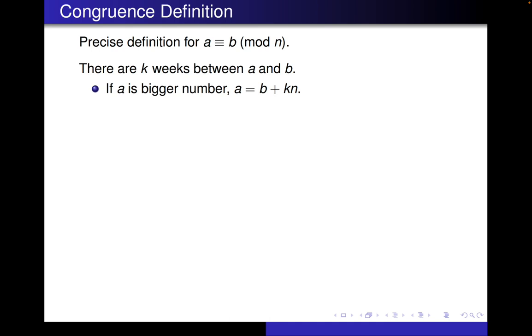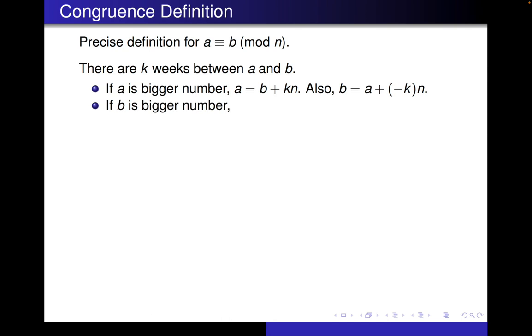Which makes sense, right? A is the bigger number. There are k weeks between A and B. We take B, we add those k weeks to get to A. Now, if we wanted to, we could actually solve for B in that equation. We'll see why we want to do that in a moment. And we end up with B equals A plus negative k times n.